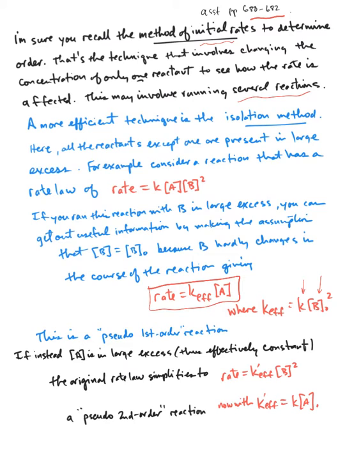Of course, you could do exactly the opposite. Run the reaction with A in large excess, and the original rate law would simplify to an effective rate constant times the concentration of B squared. And you would see the appropriate linear relationship for a second order expression, where you would plot 1 over the concentration versus t. This is called then a pseudo second order reaction.